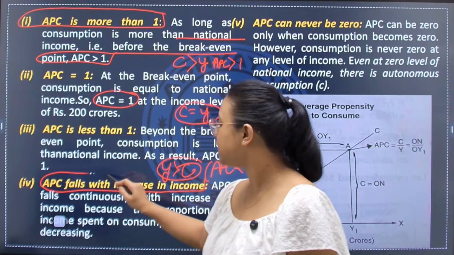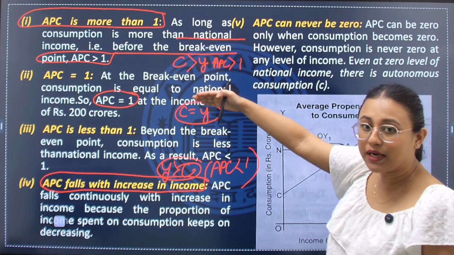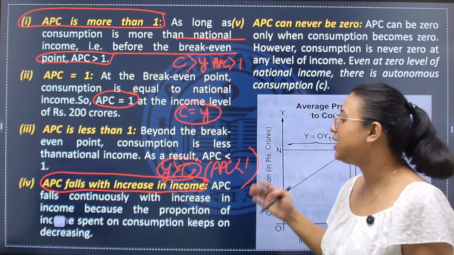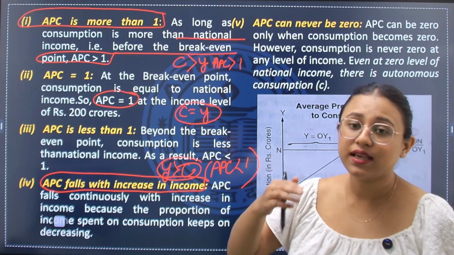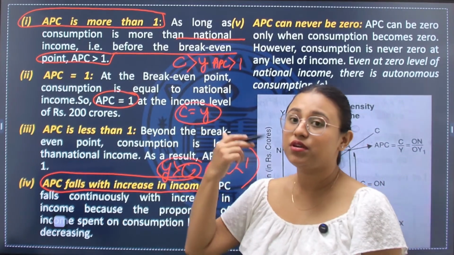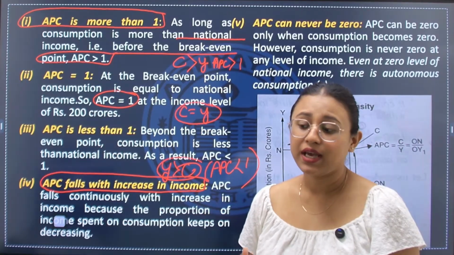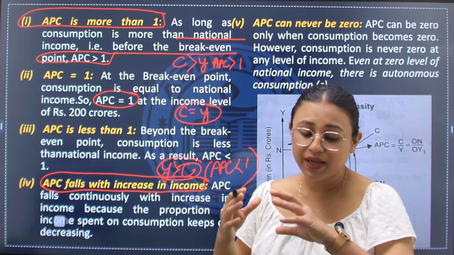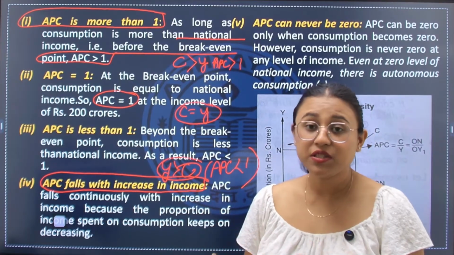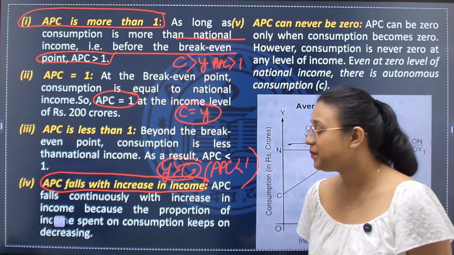So what we have seen is that at a higher level, APC is 1, and eventually with increase in income we see APC is actually less than 1. Meaning, as and when income is increasing, the amount of money you spend on consumption actually decreases. That is, as income increases, out of the total income, how much you spend on consumption starts falling. Did you understand why?